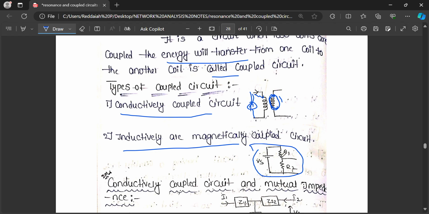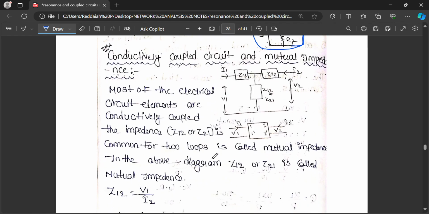When a voltage source is directly connected to a resistor or inductor, it is called conductively coupled. Inductively coupled is a transformer. A transformer acts as an inductively coupled circuit. Conductively coupled circuit and mutual impedance we'll see now.